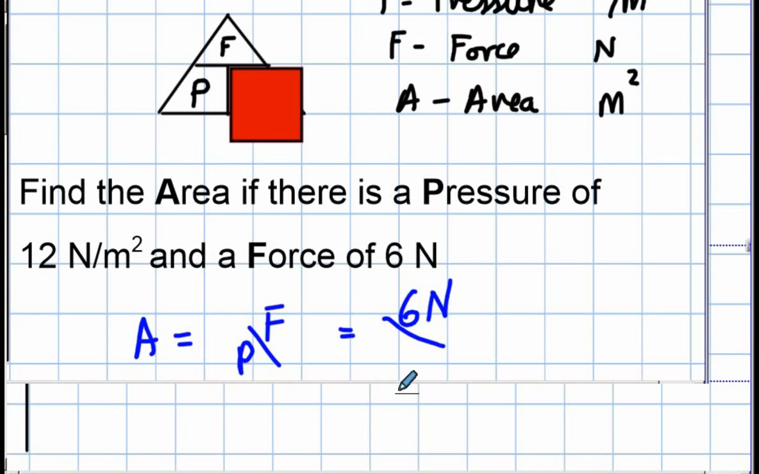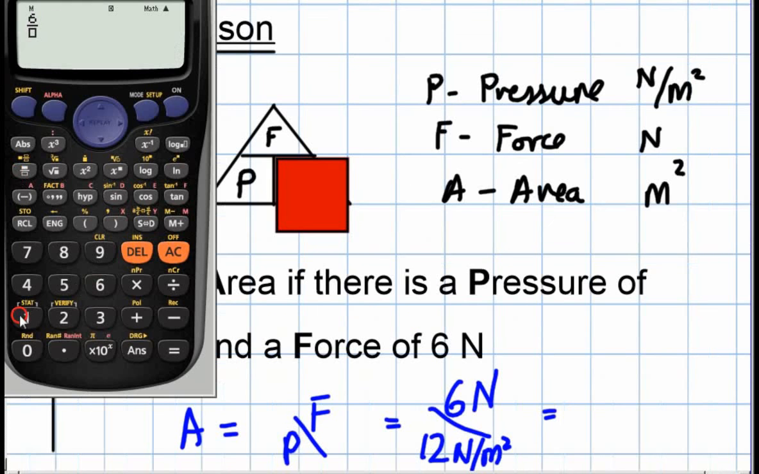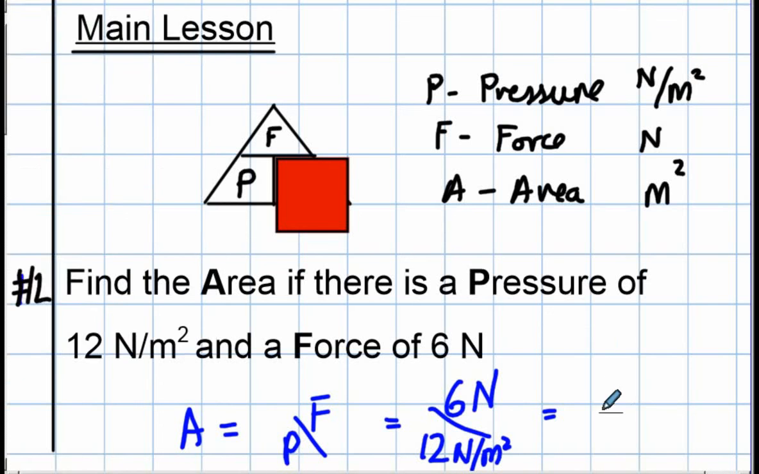And what am I going to replace P with? Girl in the corner. I'm going to replace this letter P with? Newtons per metre squared. Well done, girl in the corner. Then I work out 6 over 12. I can leave it as a fraction or I can turn it to a decimal.